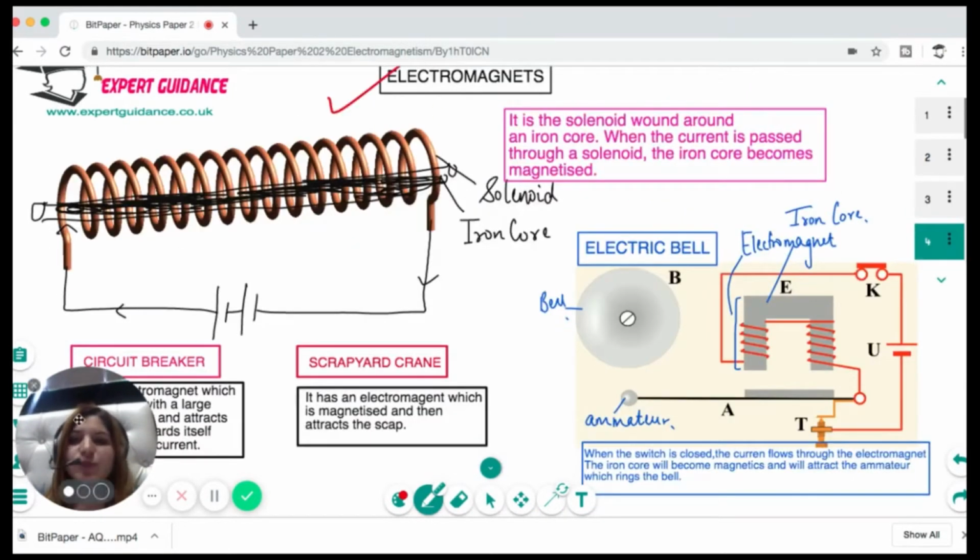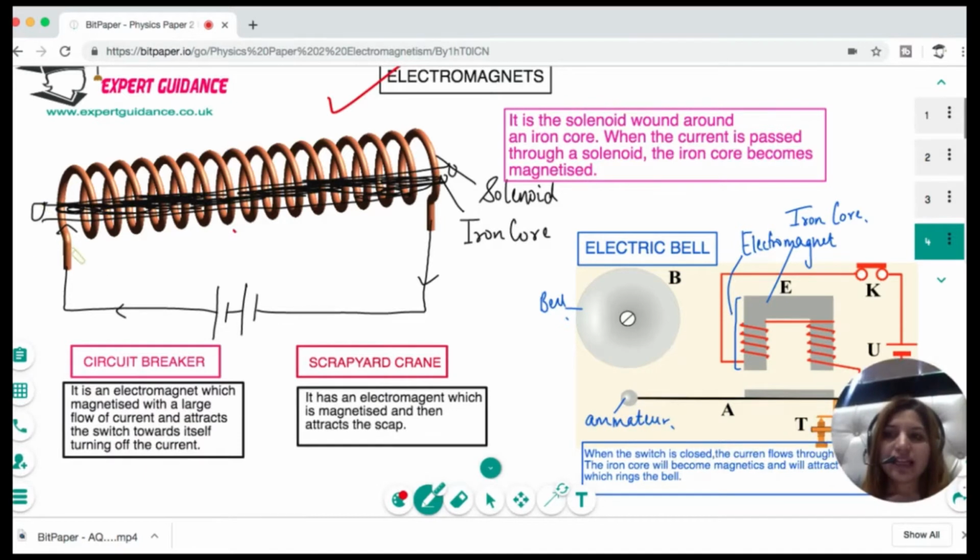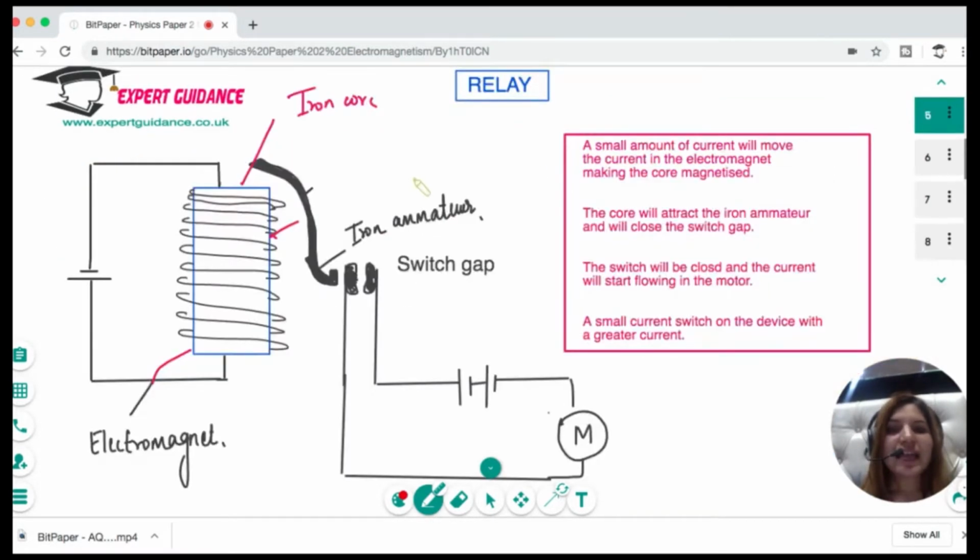Now, next is, what is an electromagnet? An electromagnet is a solenoid, that is a coil of wire, which is wound around an iron core. When you pass a current through the solenoid, the iron core becomes magnetized. And you can use this magnetism of the core in the scrapyard crane, in circuit breakers, in the electric bell, and in relays.